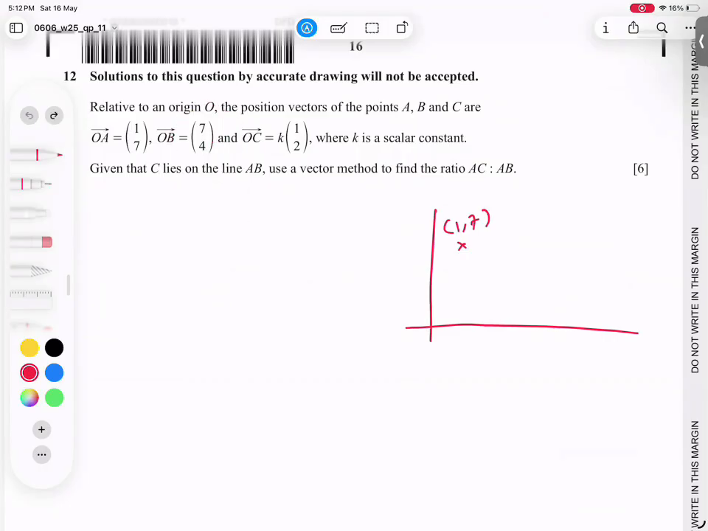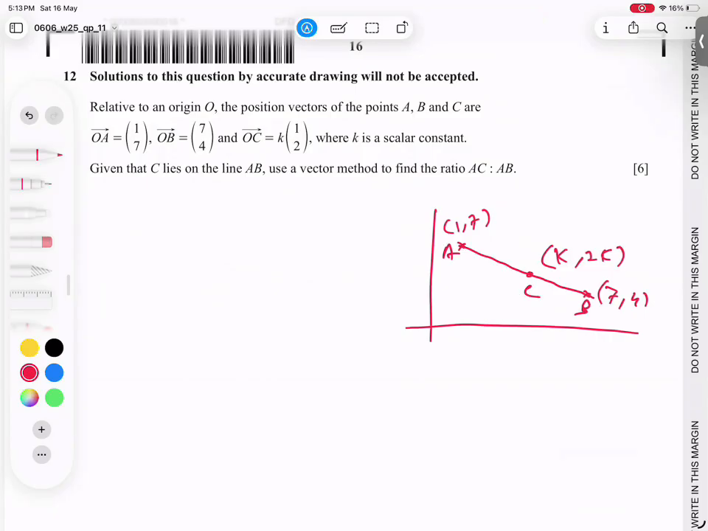And 7, 4 is here. So this line joined, roughly I made. And C is here. We can say there is a K and 2K, because K multiple inside K and 2K. Okay, this is just an idea to understand the concept. So A, B, C.